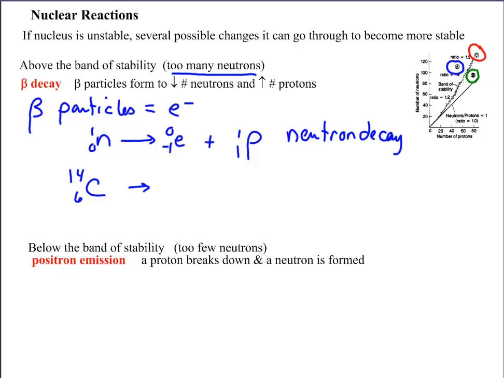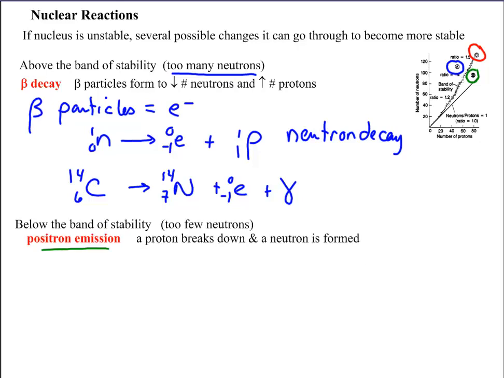An isotope that goes through beta decay is carbon-14. Carbon-14 is most commonly associated with radioactive biological decay. It's the only radioactive isotope of carbon. When carbon-14 decays, we get a beta particle and we get a new element. We get stable nitrogen-14. Anytime we have a nuclear decay, radioactive decay, we also get gamma radiation, pure energy.